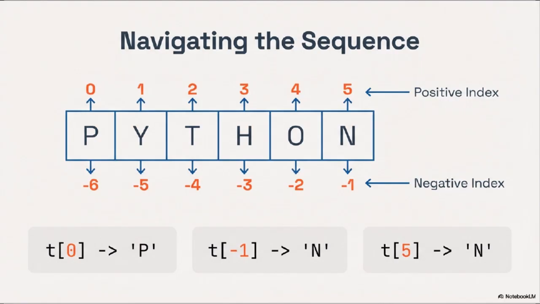Now, when it comes to getting stuff out of a tuple, it's going to feel really familiar. Just like lists, tuples use zero-based indexing. You can count from the front starting at 0, or you can use negative numbers to count backwards from the end, where -1 is always the very last item. So this means accessing elements works just like you'd expect. t[0] nabs you the first element, P. t[-1] gets you the last one, N.